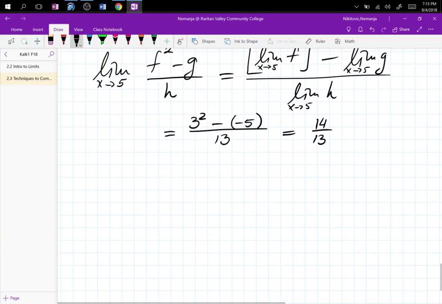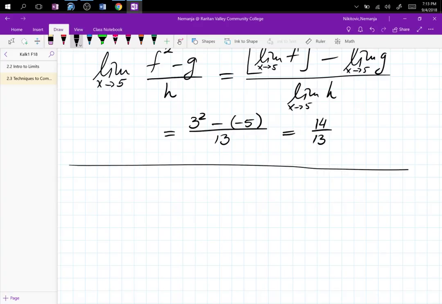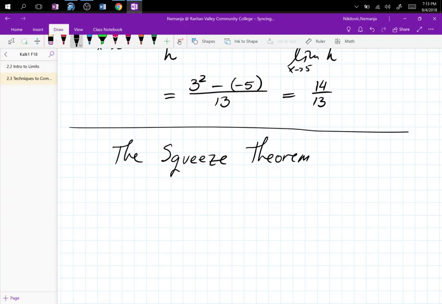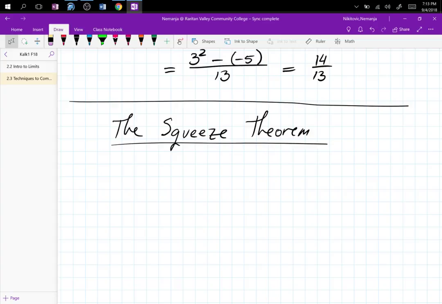And the last concept in the lecture is the Squeeze Theorem, also known as the sandwich theorem, depending on which book you read.